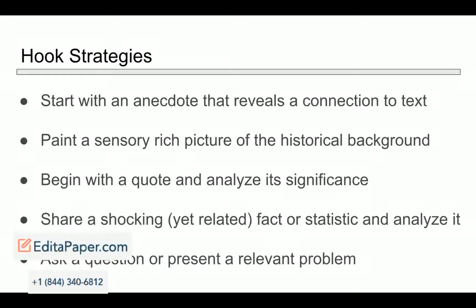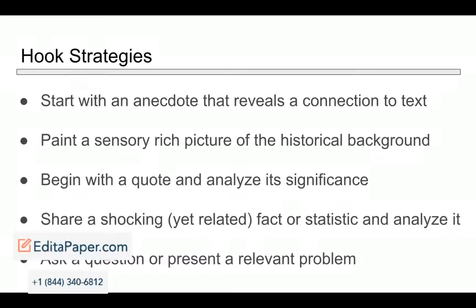The hook strategies we're going to talk about in detail are starting with an anecdote or a story that reveals a connection you have to the text or the topic that you're writing about, and painting a picture with really rich sensory details of historical background. And I use the word paint very purposefully there, right? I want this to be a really dynamic picture you're creating in the mind of your reader.